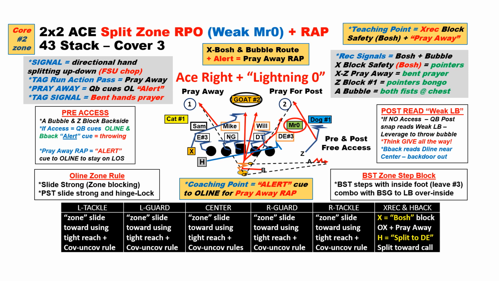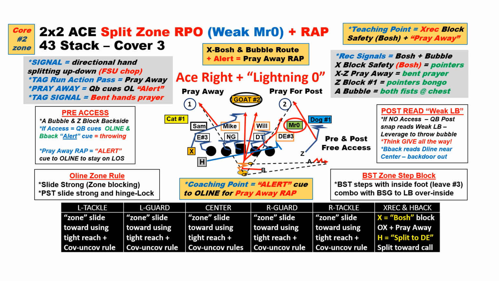All right, as we mentioned, you're going to run stretch zone number 1 core all day until they stop it. But once they start to overcompensate for that, then core number 2 is just your split zone. You can see the H will split across and block. We've got the bubble with the A and the Z blocking, pre and post snap read. Big change here, the X now does a Bosch block where he's going to block on the safety.